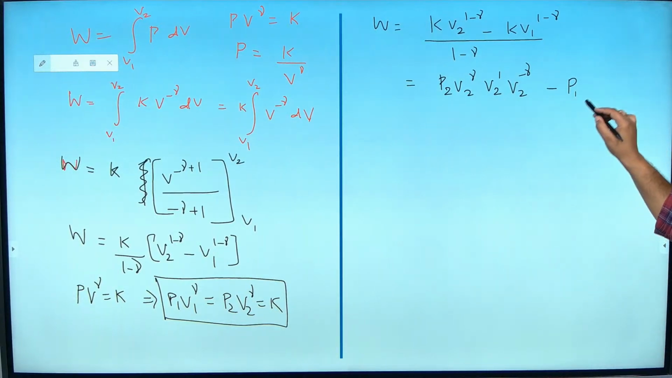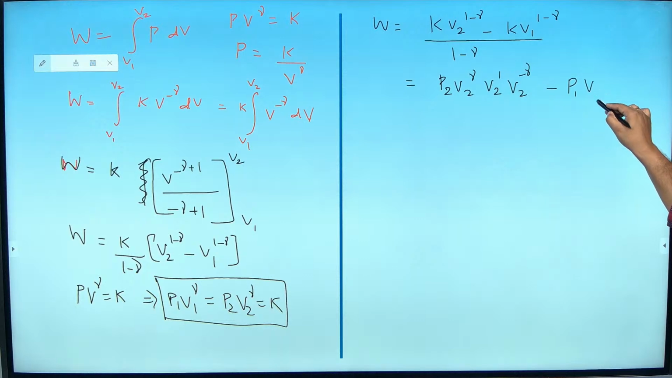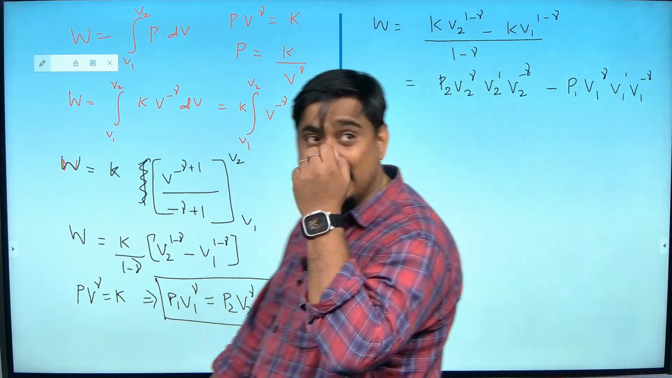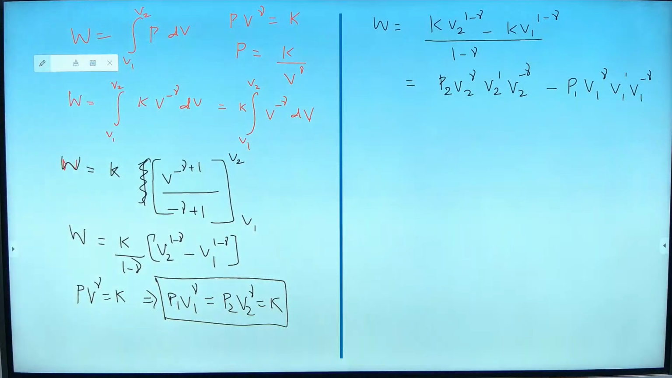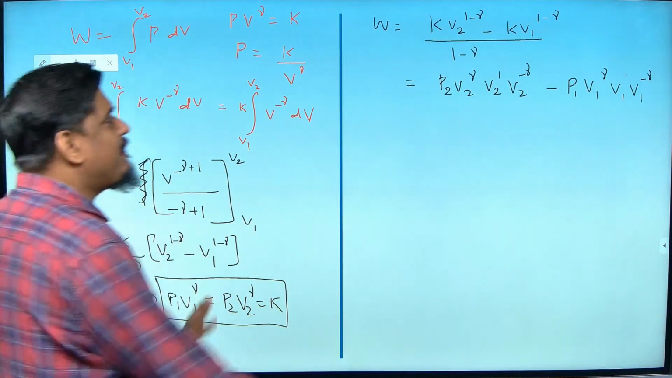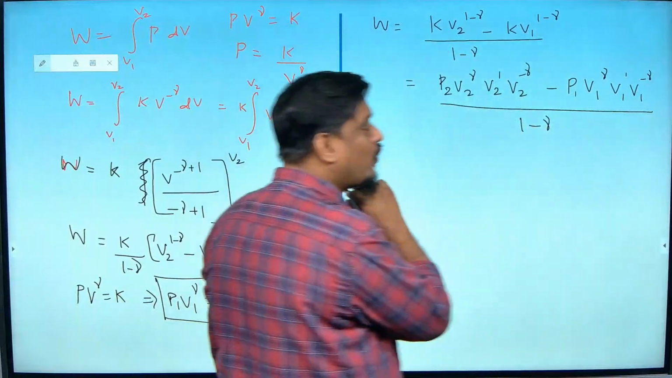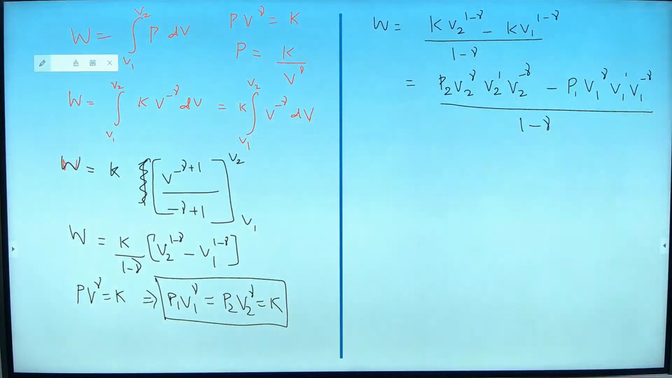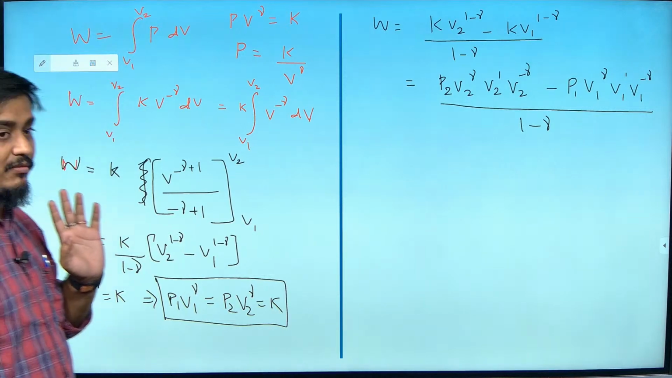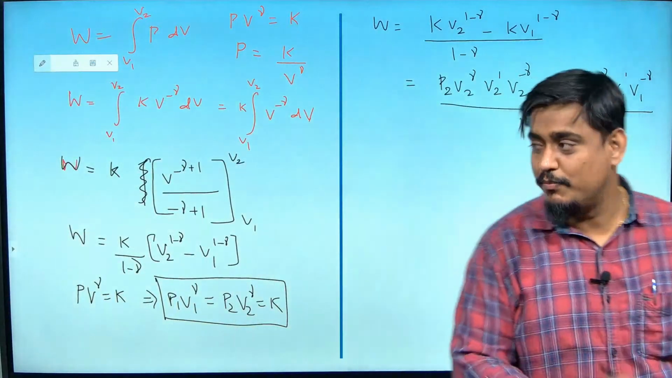No, got it, sir. P1 V1 power gamma, V1 power 1 into V1 power minus gamma. Is it clear what I am doing? Divided by 1 minus gamma, obviously. Is it clear to everybody, yes or no? Yes, sir. Step by step I am going, please pay attention. What happened? Understood? I hope.